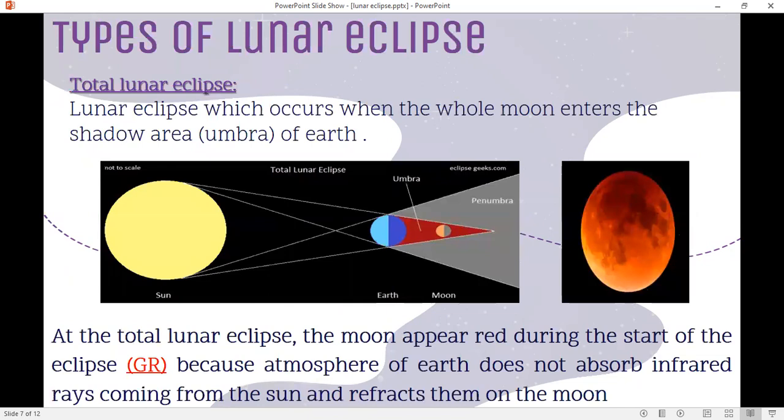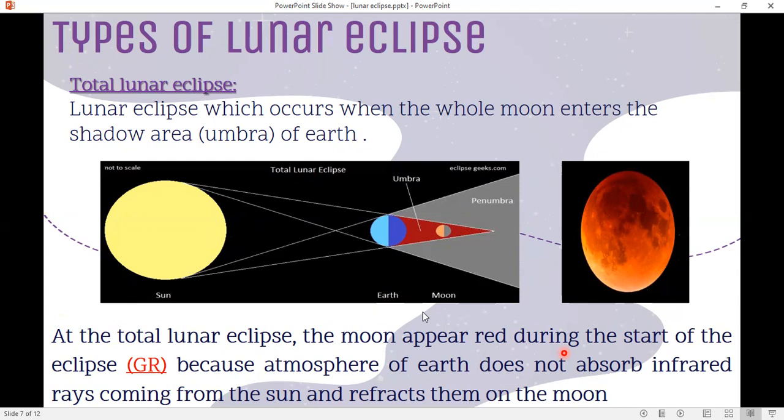Let's compare between the types of lunar eclipse. If you remember, last session we talked about the types of solar eclipse and we said there are three types: total solar eclipse, partial solar eclipse, and annular solar eclipse. But the types for lunar eclipse are just two. Why? Let's find this. The total lunar eclipse, as you can see here, is when the Earth comes in the shadow area called umbra.